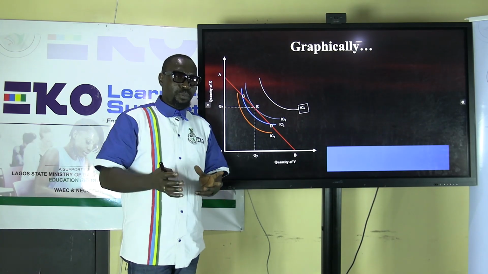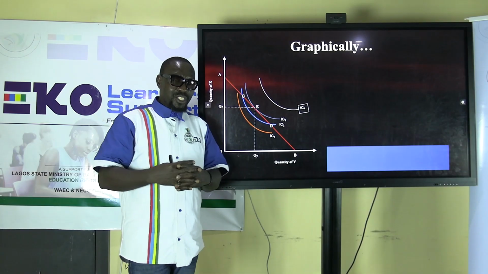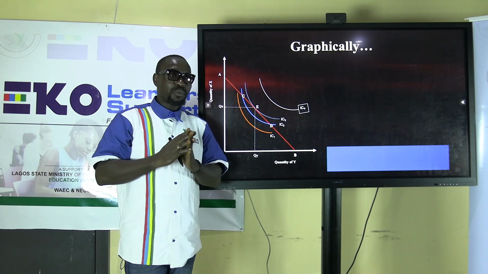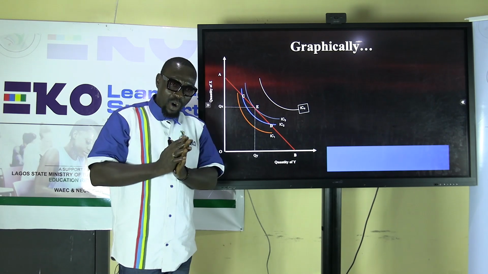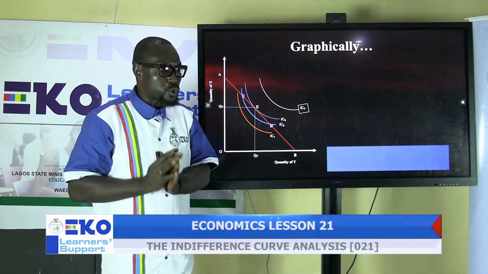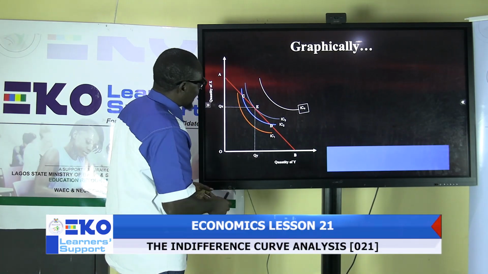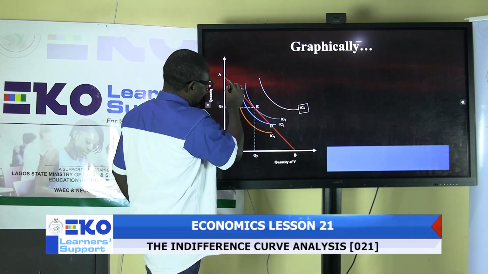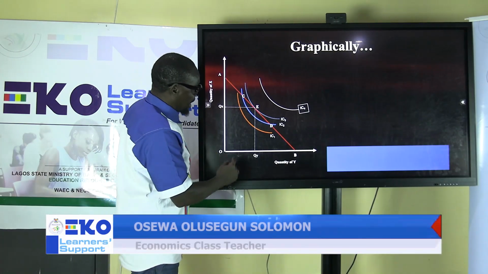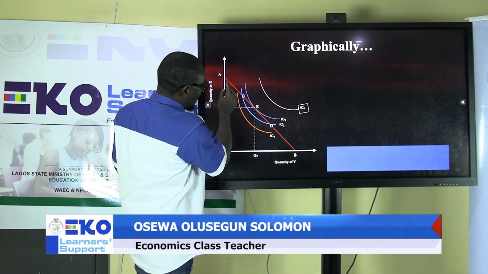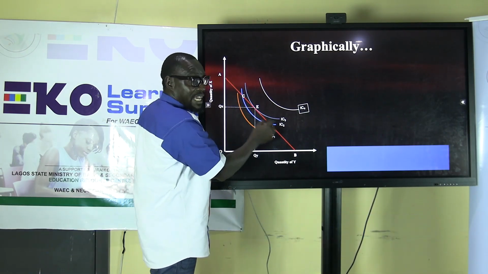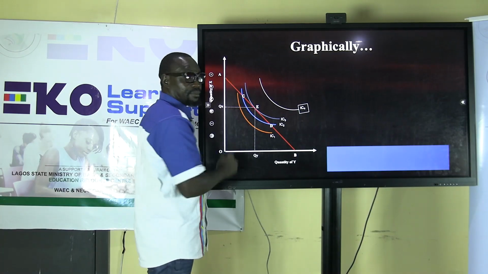Therefore, at what point will he enjoy the highest possible satisfaction? Or at what point will he be at equilibrium? Or at what point will utility have been maximized for this consumer? We said that that point is where his budget line is tangential to his indifference curve. And what we see here is that the budget line AB is tangential to indifference curve IC3 at point E.